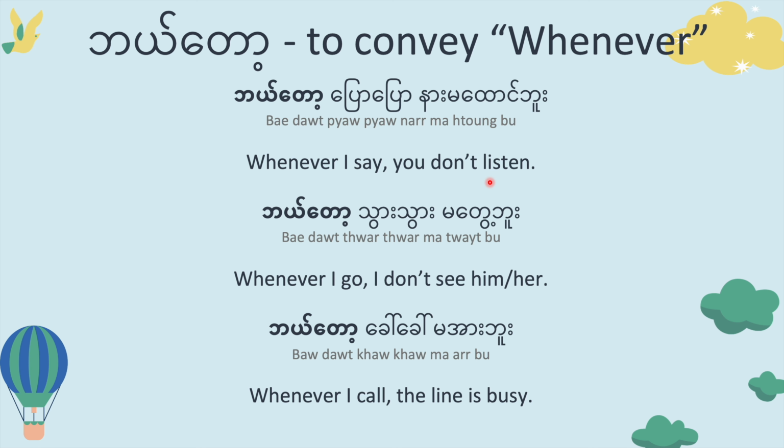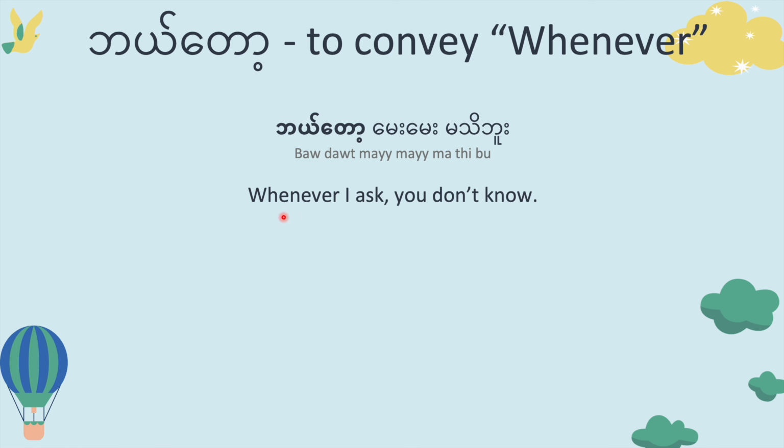If you don't want to say the negative meaning, we can change it to the positive meaning also. ဘယ်တော့ပြောပြောနားထောင်တယ်, whenever I say, you listen. ဘယ်တော့သွားသွားတွေ့တယ်, whenever I go, I can see them or I can see him. ဘယ်တော့ခေါ်ခေါ်အားတယ်, whenever I call, the line is available. ဘယ်တော့မေးမေးသိတယ်, whenever I ask, you know.